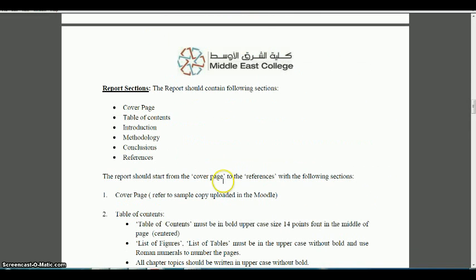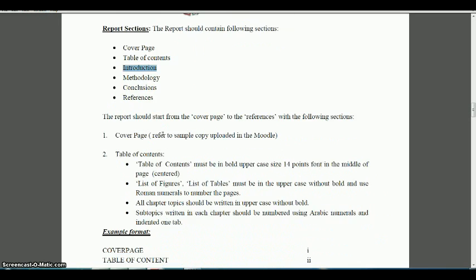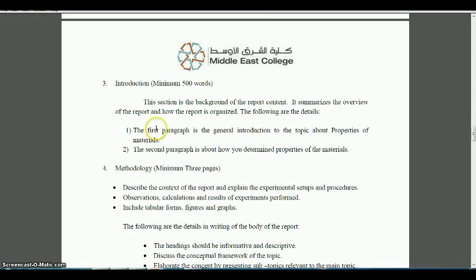Now coming to the content, please keep more concentration while I'm telling you how to write this. Cover page: strictly follow the lab report template uploaded on the Moodle. Please go through the Moodle and find out there are templates, coursework, lab reports template. Download the template and put your report in the template. The next one is table of contents and introduction. This is very important. I don't know why students are all misunderstanding this. So please keep concentration here.